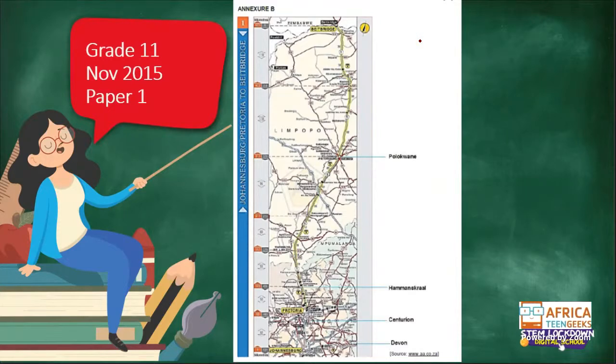Okay, let me tell you the answer. Ben says the national road. Okay, this one is tricky, because here there's a national road which has been cut into a strip, and on the side you are given distances.